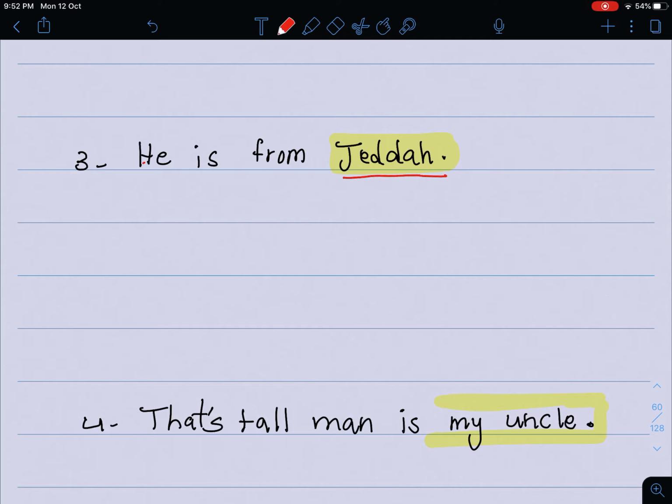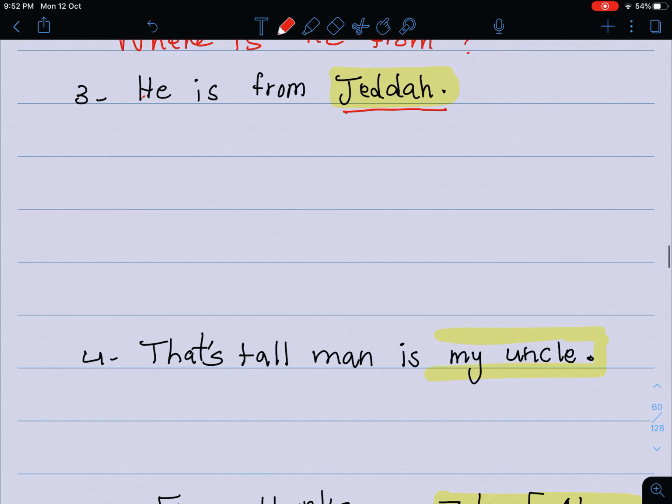Again, he's from Jeddah. Obviously I'm going to ask about the place, so where. Okay, the verb to be is he, and of course the completion, where is he from? Where is he from? He's from Jeddah.